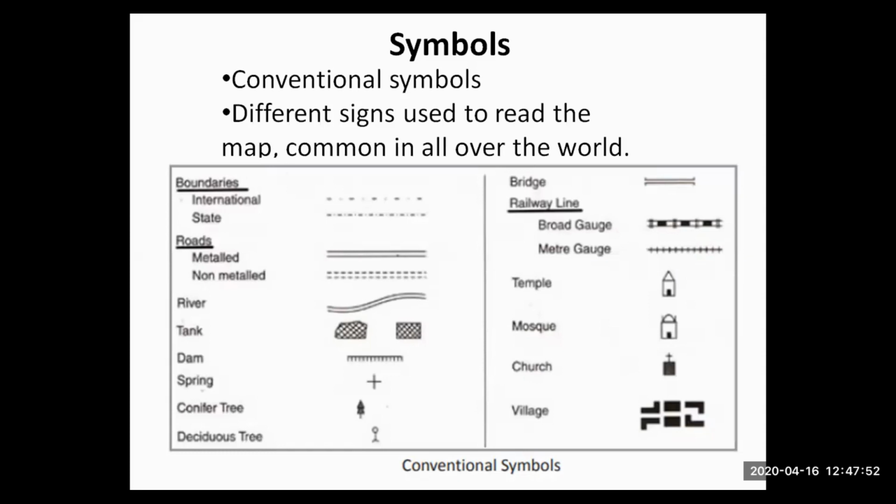So if I ask what is a symbol in a map, or if I ask you what are conventional symbols in a map, the answer should be: different signs used to read the map, which are common all over the world. Beta, when you are moving in a car or coming on the rickshaw to the school, on the road there are some signs: pedestrian, school ahead, turn left, no overtaking.